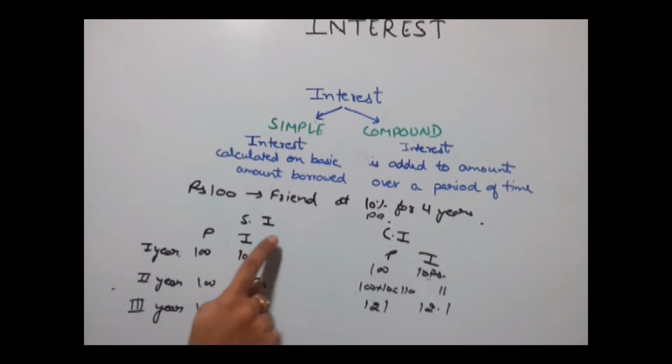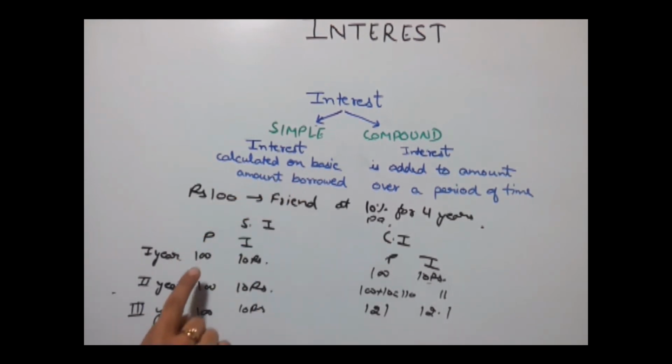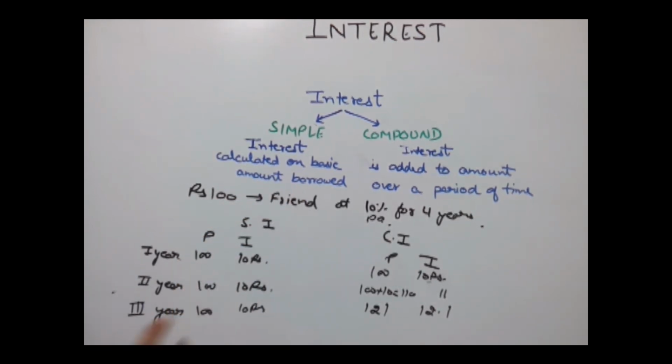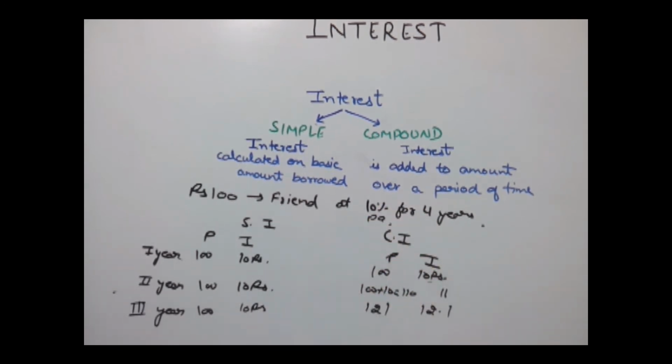Thus, in the case of simple interest, the interest is calculated on the basic amount borrowed. That is, you have borrowed 100 rupees and interest will be calculated each year only on this 100. Whereas in the case of compound interest, your interest is added to the amount over a period of time.